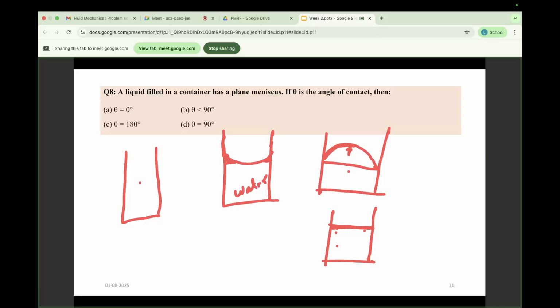Yes, it is less than 90 degrees. But in normal glasses, as the volume is quite large, you will not be able to observe this thing properly. But in a small test tube, you will definitely observe this thing.